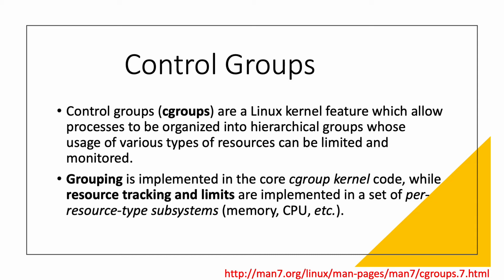And so this grouping that control groups allows you is implemented in what's called the C group kernel code in the core of the kernel. And the resource tracking and limits are implemented in various different types of subsystems, because it depends on what resource you want to track and maybe limit. So things like memory or CPU. Those systems will have the ability for you to do resource tracking and limits, and put limits on the resources.